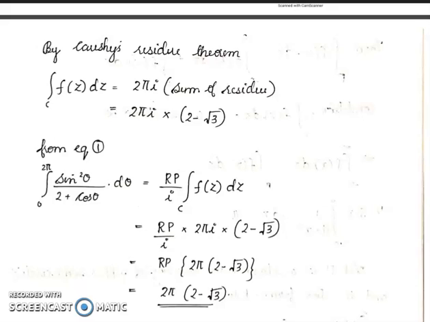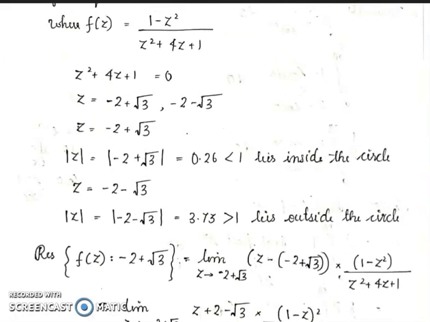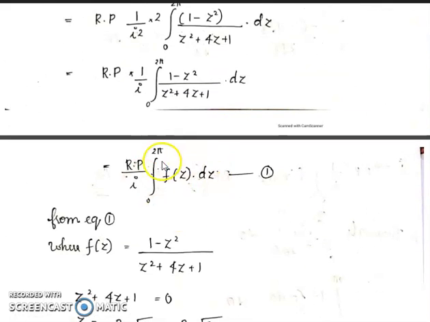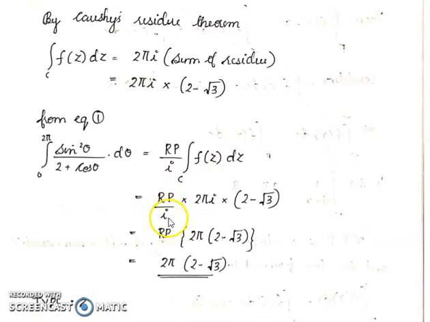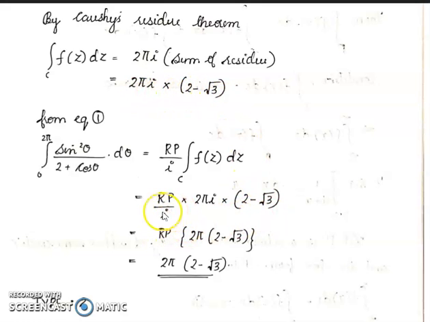Now from equation 1 you substitute this in equation number 1, that is 1 by I into this value, real part by I into. So you get real part by I into, what about this value? 2 pi I into 2 minus root 3. So here I and I will be eliminated. So here real part, there is no imaginary part. So 2 pi into 2 minus root 3 is the answer to this question.